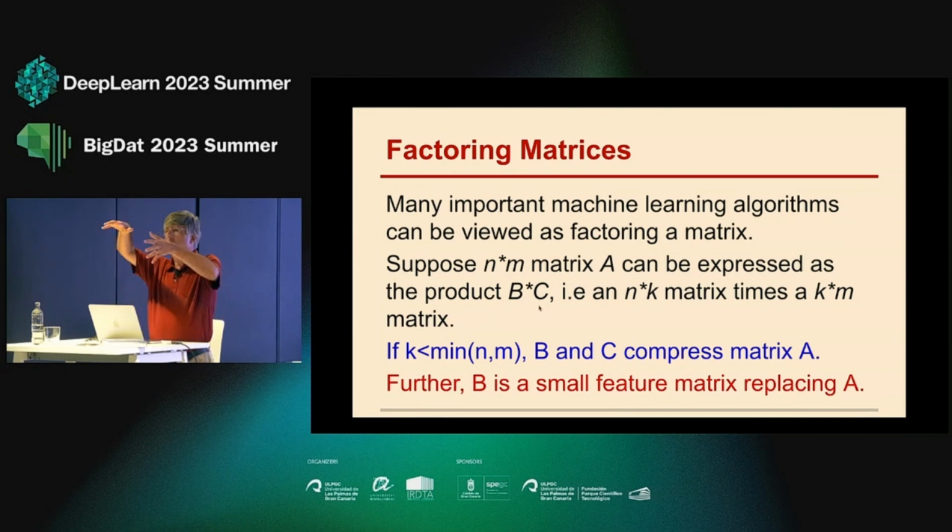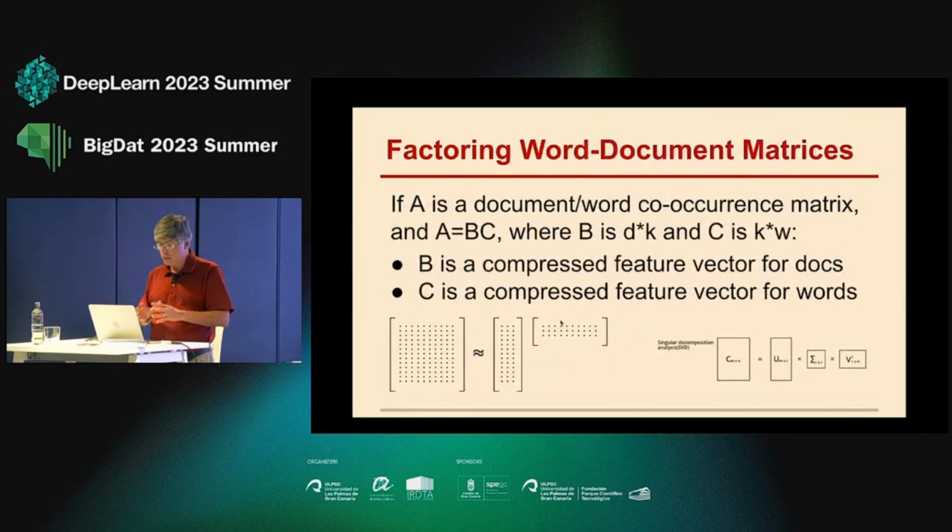Now we know when we multiply matrices, the inner dimension of the 2 matrices has to be the same. If we force that inner dimension to be small, then B and C together are going to approximate that matrix and compress the representation. One of these terms is going to give us a small feature vector replacing the matrix. Let me show you the picture. It's obvious once you see a picture.